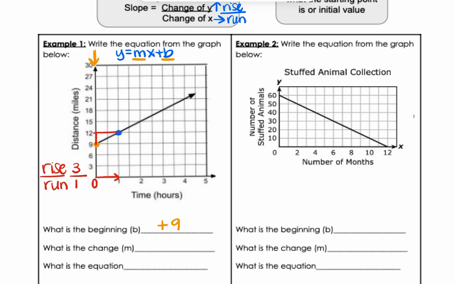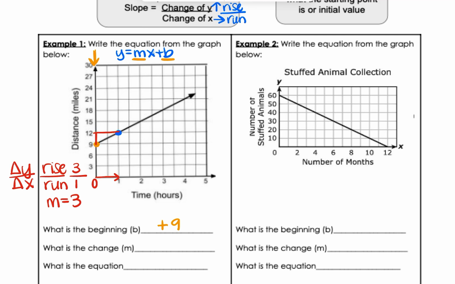So what is 3 divided by 1? 3 divided by 1 is simply 3. So my m value is 3. So again, that was the change in y over the change in x. And again, all I did was make my little stair step. I said, how much did I rise to how much did I run?